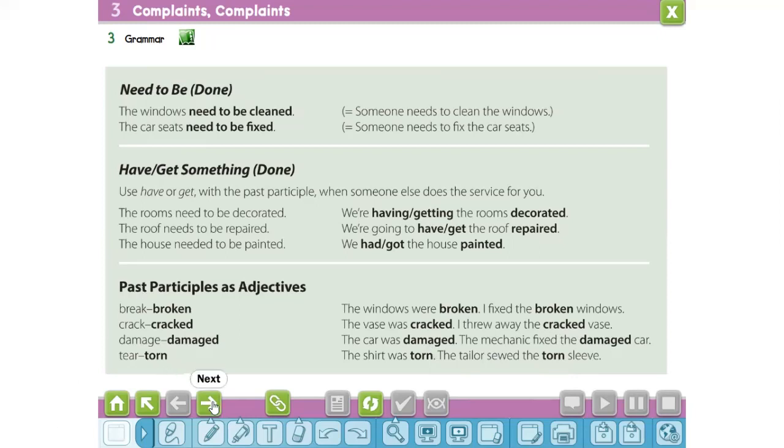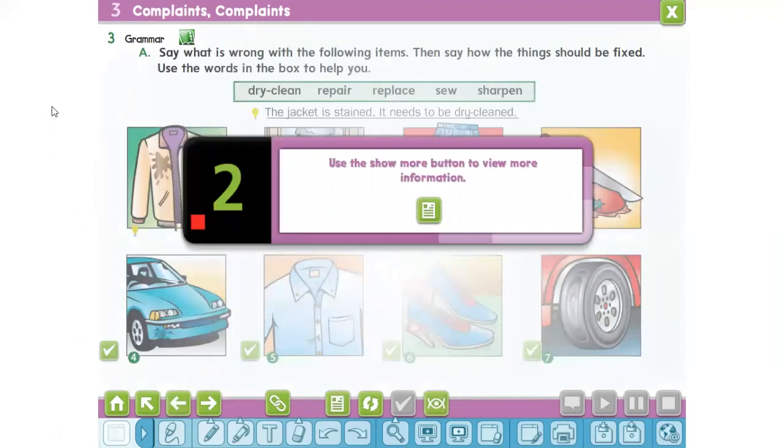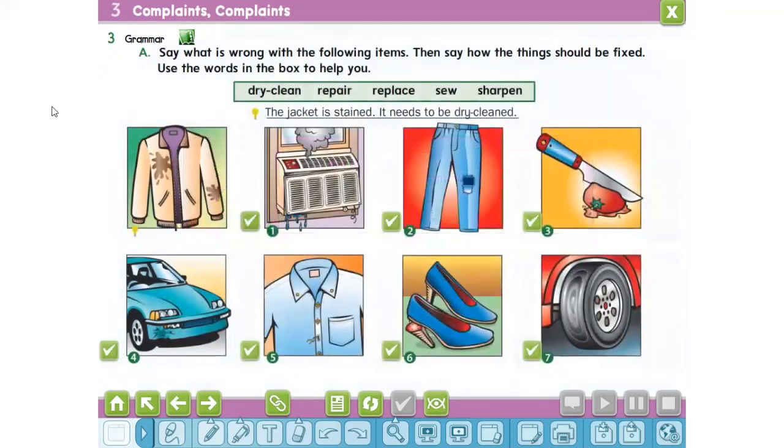So let's see some examples. Look at the task on page 36. Say what's wrong with the following items, then say how the things should be fixed. So we have dry clean, repair, replace, sew, sharpen. You need to state the problem, then solve that problem, like this model example: The jacket is stained, so it needs to be dry cleaned. Pause the video, answer yourself, then check the answers after me.